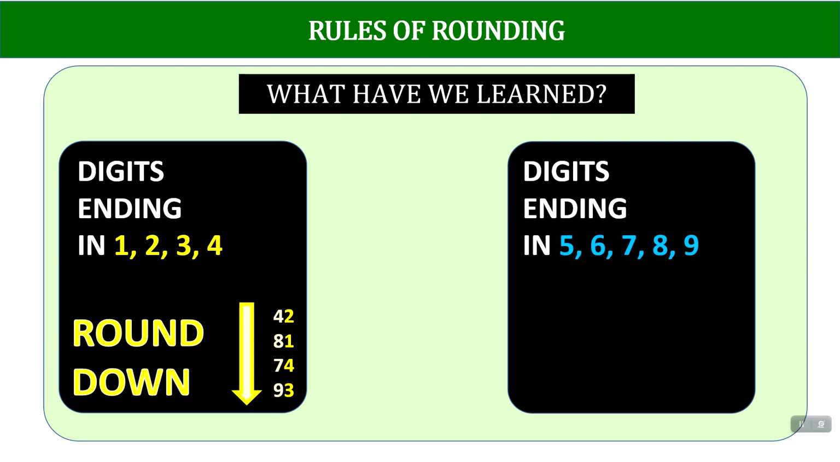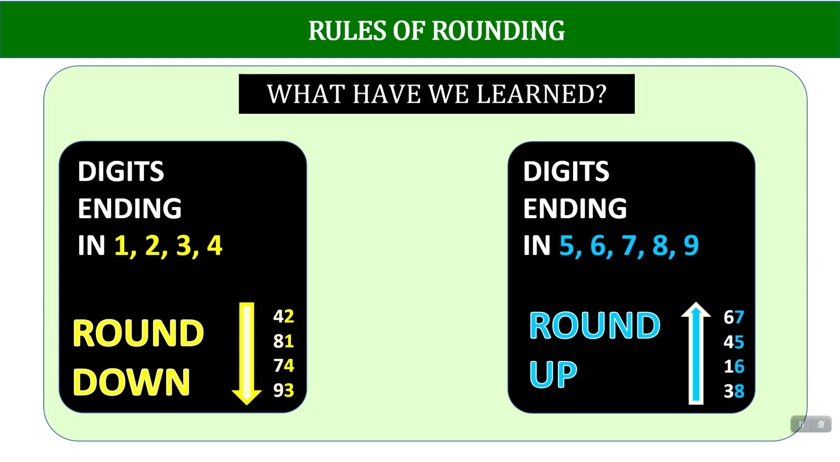But the digits that end in 5, 6, 7, 8, or 9, we're going to round up. So for example, 67 ends in 7, that rounds up to 70. 45 ends in 5, that rounds up to 50. 16 ends in 6, that rounds up to 20, and 38 ends in 8, that rounds up to 40.